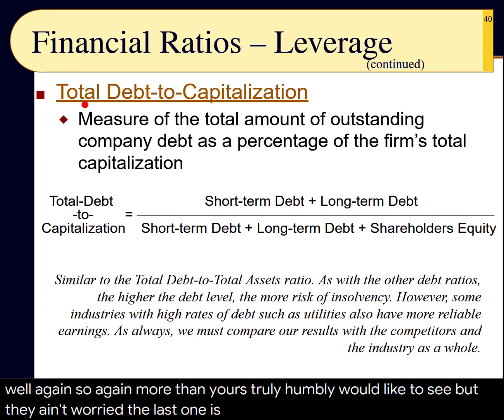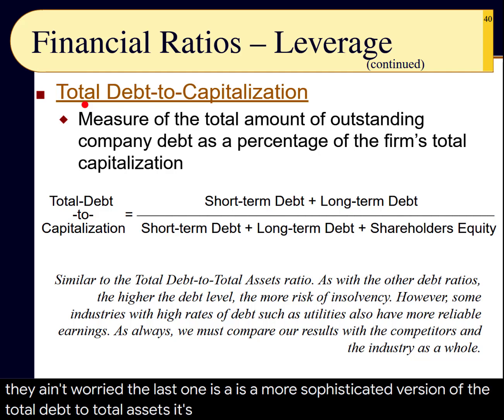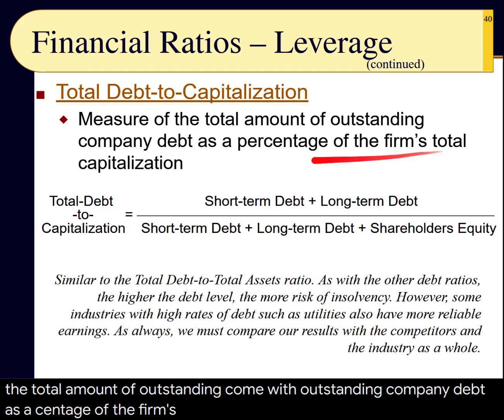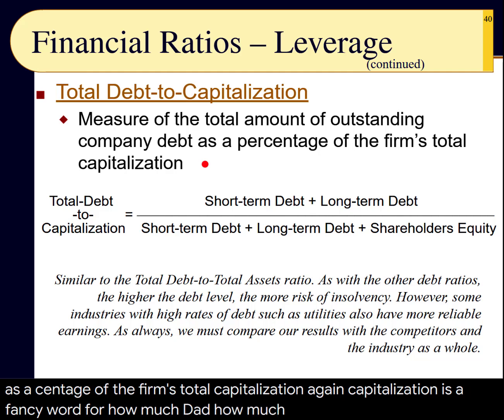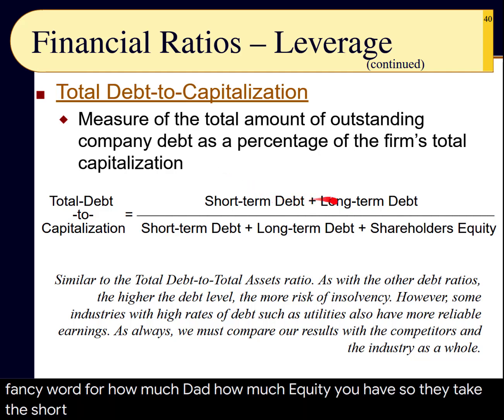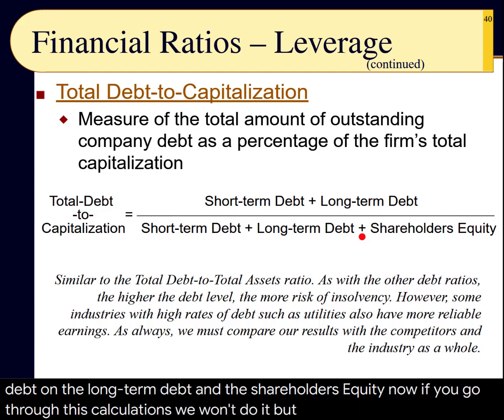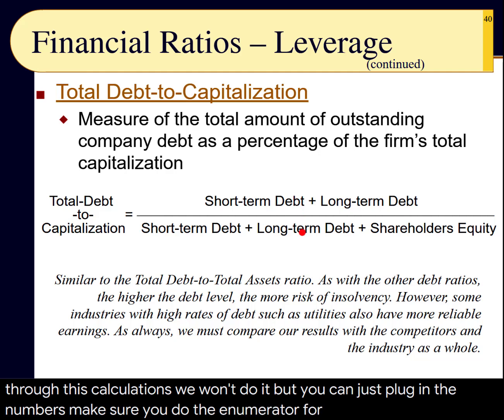The last one is a more sophisticated version of the total debt to total assets. It's total debt to capitalization. It's a measure of the total amount of outstanding company debt as a percentage of the firm's total capitalization. Again, capitalization is a fancy word for how much debt, how much equity you have. So they take the short-term and the long-term debt, and divide it by the short-term debt and the long-term debt and the shareholders' equity. Now, if you go through this calculation, we won't do it, but you can just plug in the numbers. Make sure you do the numerator first, then the denominator.